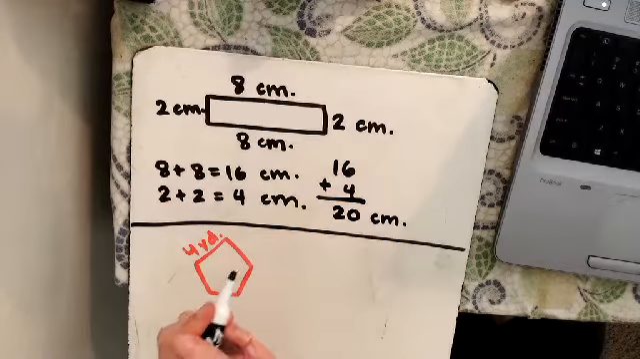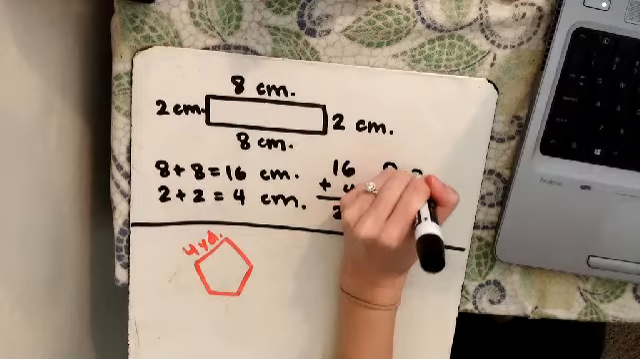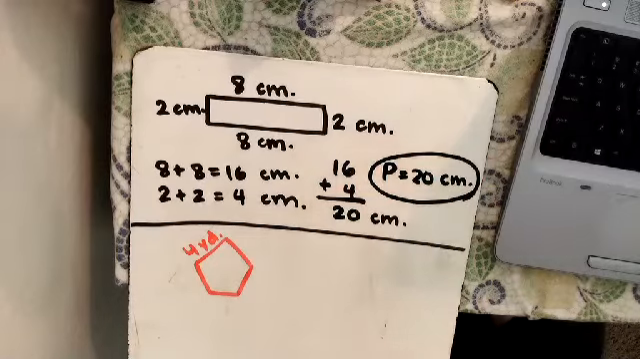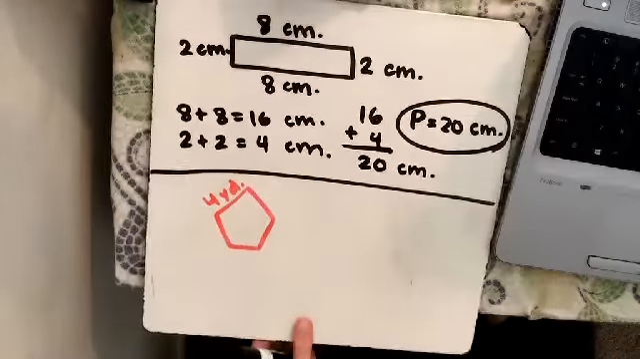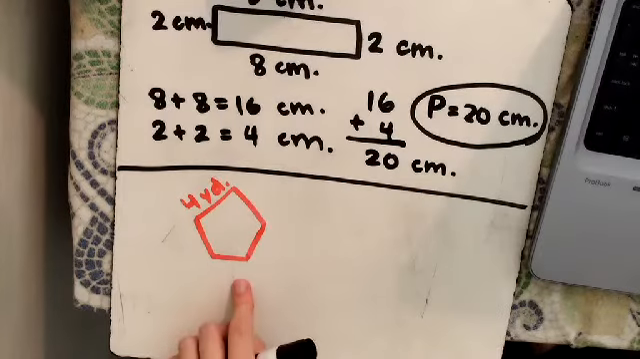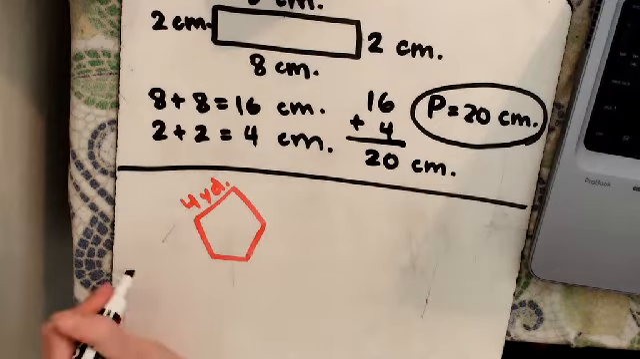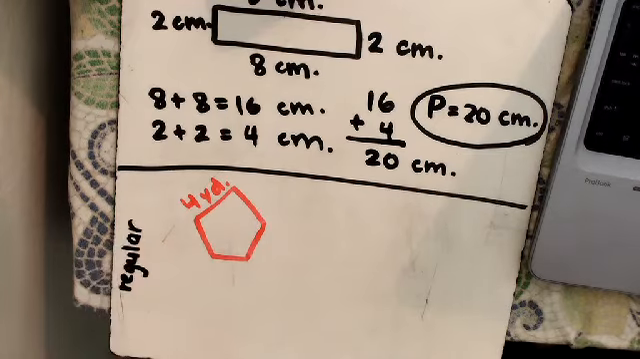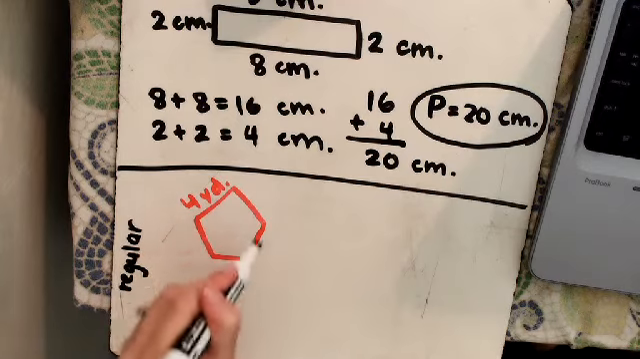If you want to make it clear that that's the perimeter, you could say P equals 20 centimeters. P obviously stands for perimeter. All right. So that's how you find the perimeter of a rectangle, even if you're not given all four sides. Let's take a look at a different shape. Down here, we have a pentagon. Now, if I didn't tell you this was a regular pentagon, would you be able to find the perimeter? No. But good news, this is a regular pentagon. What does that mean? It means that all five sides are equal.